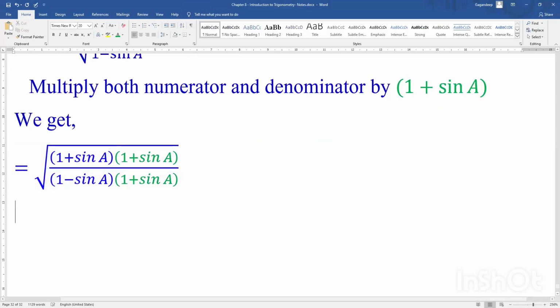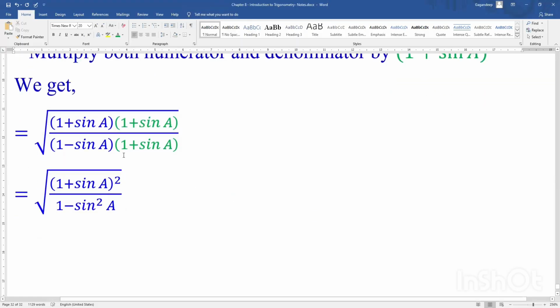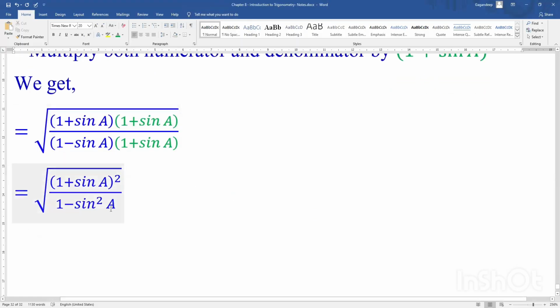Now, what happens here? Now the numerator is like a plus b into a plus b, where instead of a you have 1, and instead of b you have sine A. So 1 plus sine A times 1 plus sine A will become 1 plus sine A the whole square. And the denominator is like a minus b into a plus b, that is a square minus b square. That is also an identity I'm using. So we have 1 plus sine A the whole square by 1 minus sine square A.